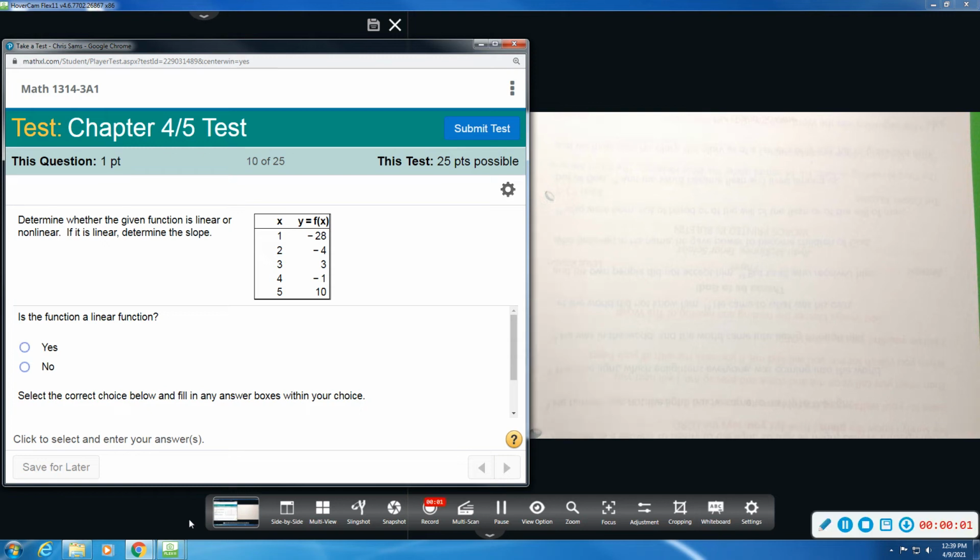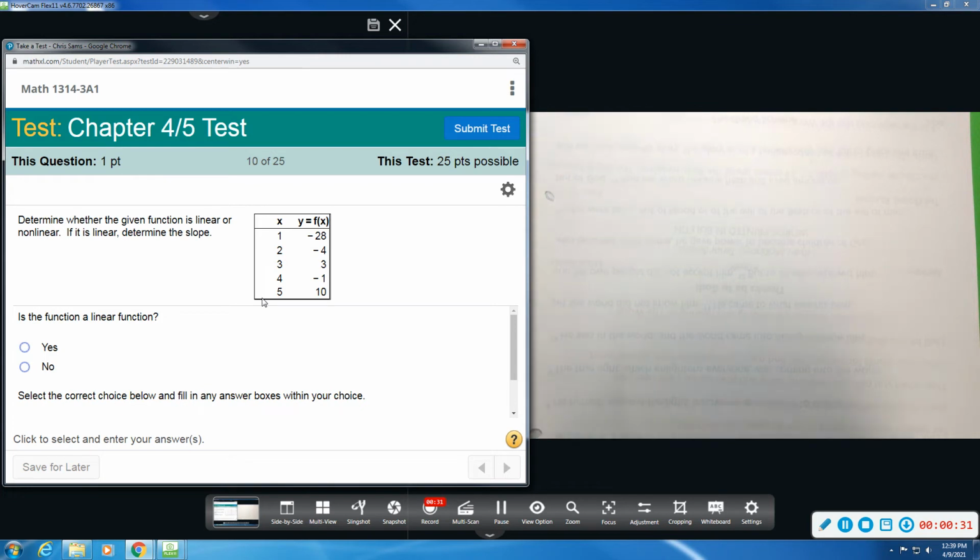All right, problem number 10 wants to determine whether the function is linear or nonlinear. So similar to the one we've previously answered, we would count the difference in the x values. So we're going to see that this is counting by 1. We start at 1, goes up by 1 to 2, goes up by 1 to 3, 4, and 5. So this is counting by 1. We see a constant rate of change.